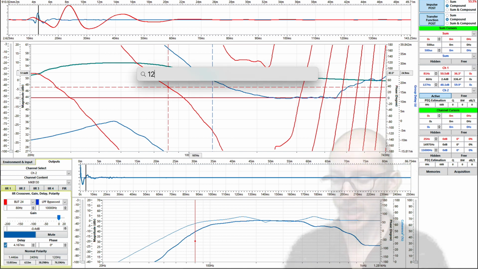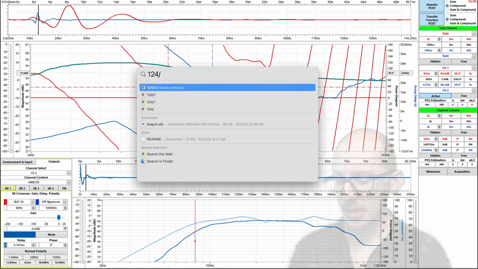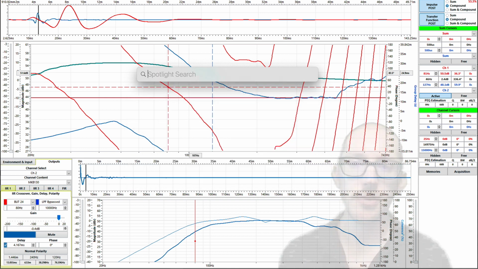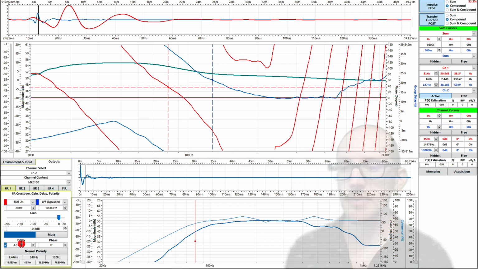So I can just divide 124 by a full 360 degree rotation, divide that by the frequency that I was looking at, which I think was 102 Hertz. And then I just multiply by 1,000 to get milliseconds. And I see that that's 3.37. So let's put in 3.37 milliseconds into my delay. And now let's watch this blue trace move down towards this red trace as I unbypass the delay.